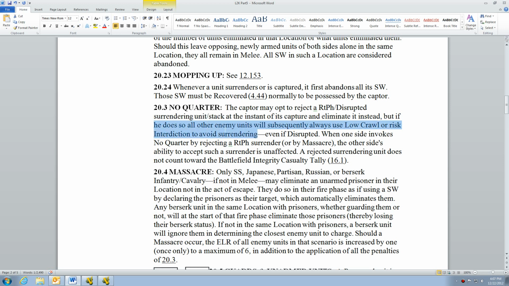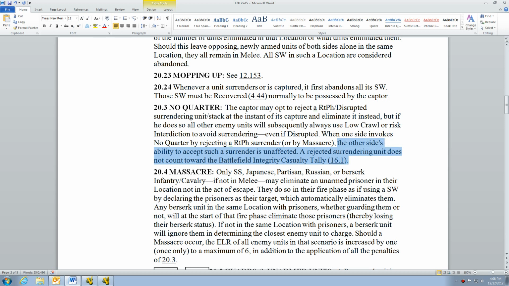Once he does this, all other enemy units will subsequently use low crawl or risk interdiction to avoid surrendering, even disrupted units. When one side invokes no quarter by rejecting a surrender, the other side's ability to accept surrenders is unaffected. The rejected surrendering unit does not count towards the battlefield integrity casualty tally.